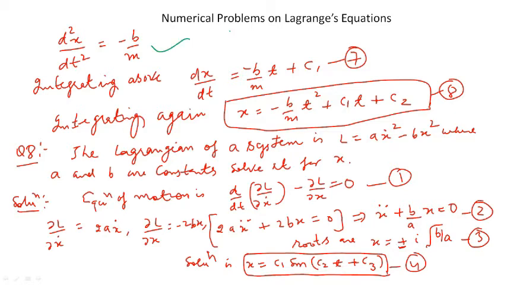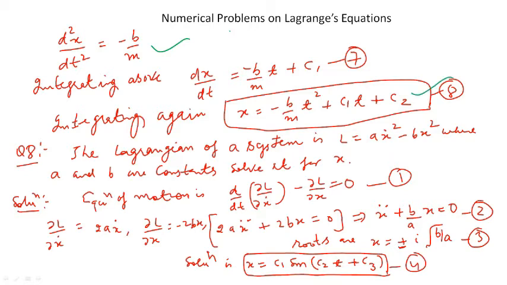When we integrate it with respect to time, then we find dx/dt is equal to minus bt upon m plus a constant. Again we will integrate it with respect to time, then our solution comes out to be x is equal to minus b upon m t square plus c1 t plus c2.